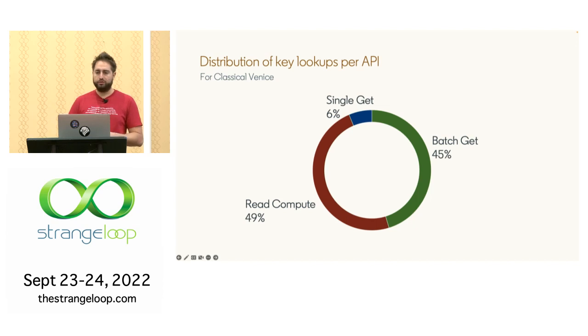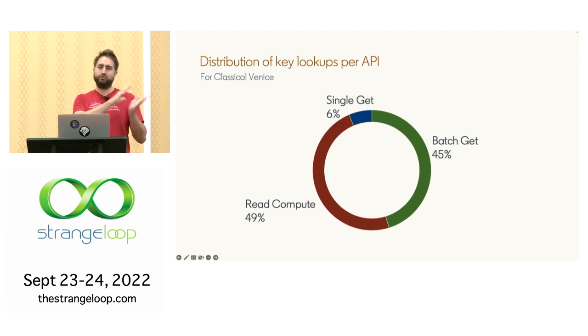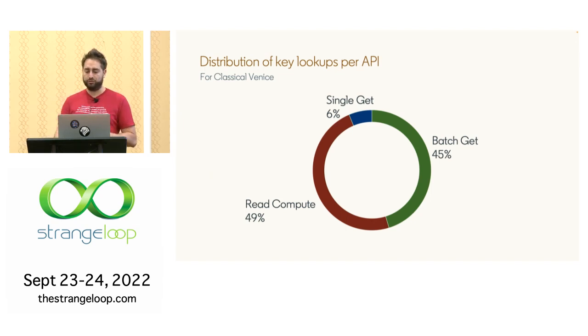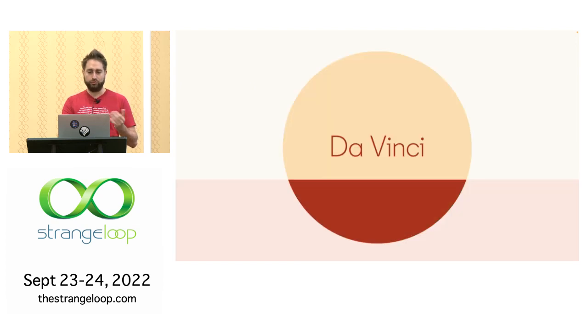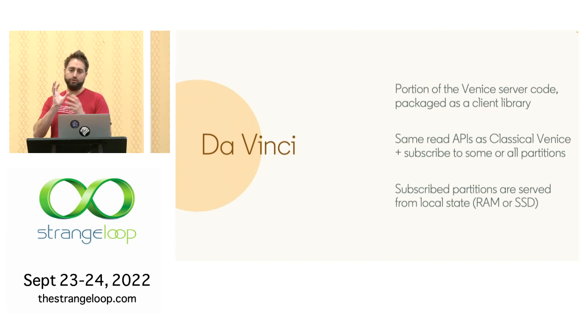So far, we've looked at single get, batch get, and read compute. And all of that was in the context of what we call classical Venice. Since 2020, we also have an alternative client library for Venice that makes a very different cost-performance trade-off. We call it DaVinci. DaVinci is essentially a portion of the Venice server code packaged as a client library. It means essentially you're running a mini Venice server inside your application.